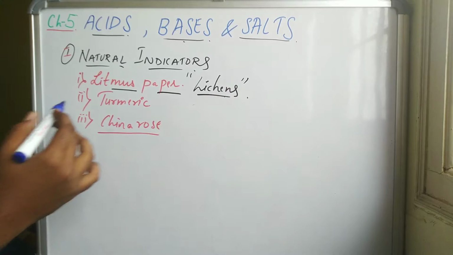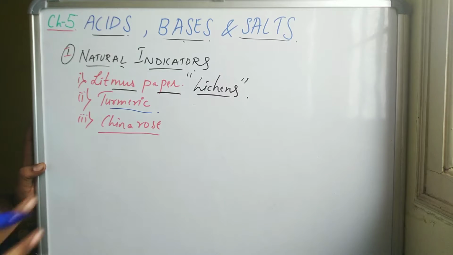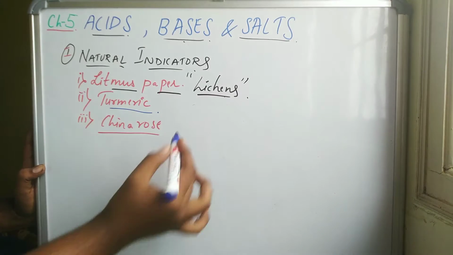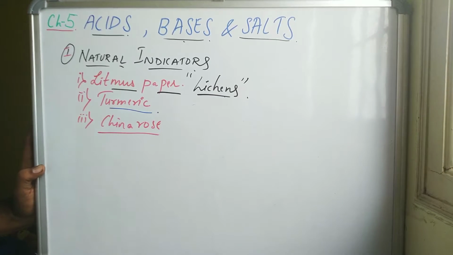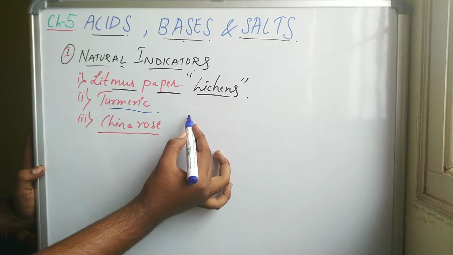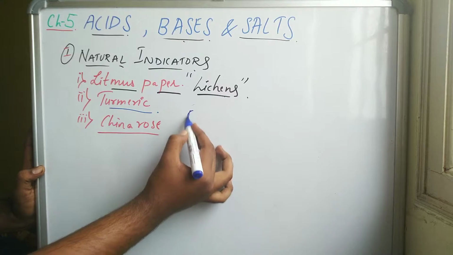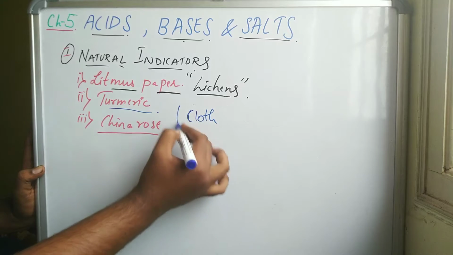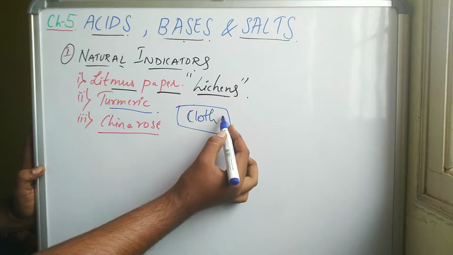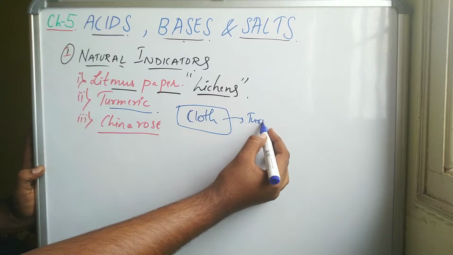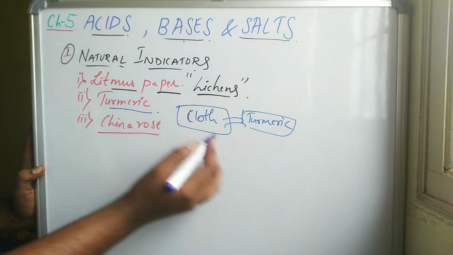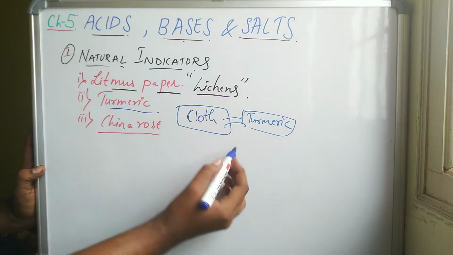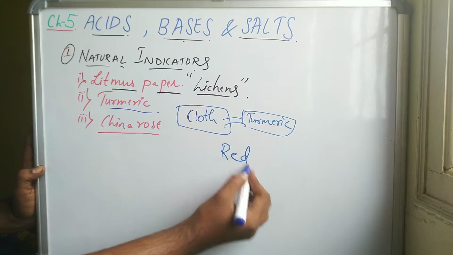Moving on to the second one, that is nothing but turmeric paste. One activity is given in the textbook. You might have observed that when you wash your clothes, if the cloth contains any turmeric paste or turmeric stain, then when you wash it, that part turns into red color.